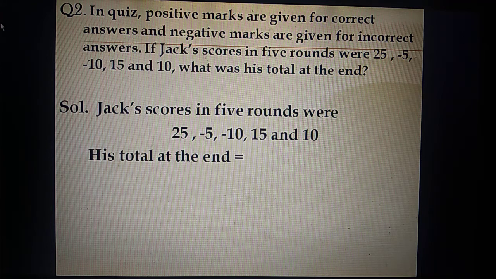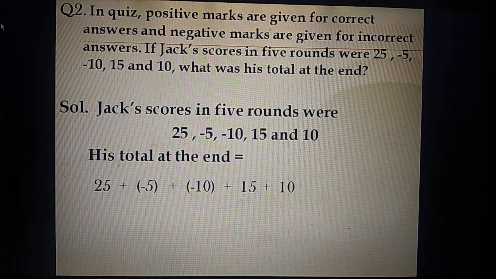Total means whatever values are given to you, you are supposed to add them all. So, first value, add it to second, add it to third, fourth and fifth. Here, I am writing negative integers inside the bracket. Why? Just to separate the two signs. Now, as you can see, there are 5 integers. Out of these 5 integers, the first integer and the last 2 integers have the same sign. So we will add them first. Same sign means add. When you add these 3 integers, we will get 50.